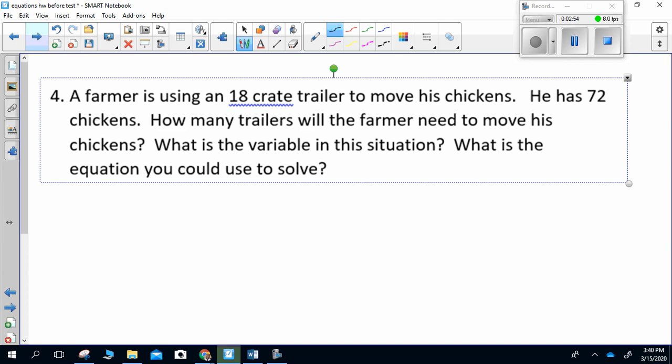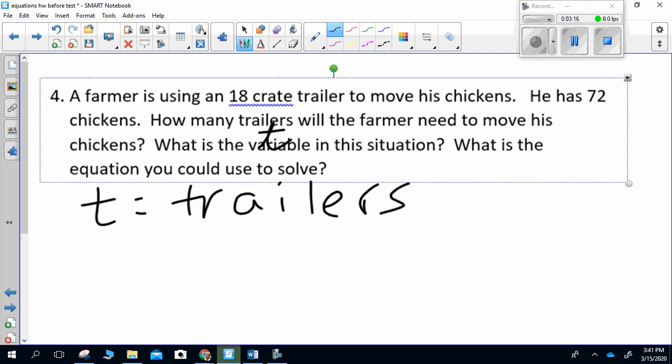A farmer is using an 18-crate trailer to move his chickens. He has 72 chickens. How many trailers would the farmer need to move his chickens? What is the variable in this situation? And what equation do we use to solve it? So I need to know T, how many trailers? So T equals trailers.